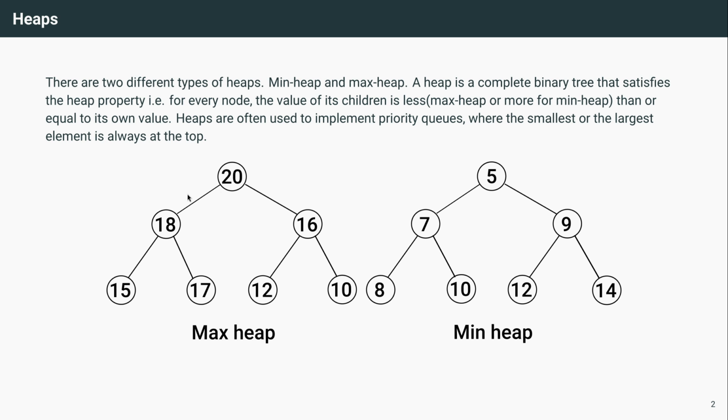So 20 is the largest in the entire left tree, that is this side of the image, max heap, and 18 and 16 are its children. 18 is greater than its children and 16 is greater than its children. The same property is satisfied in a min heap also, but in this case the smallest is at the top, and subtrees also follow this property.